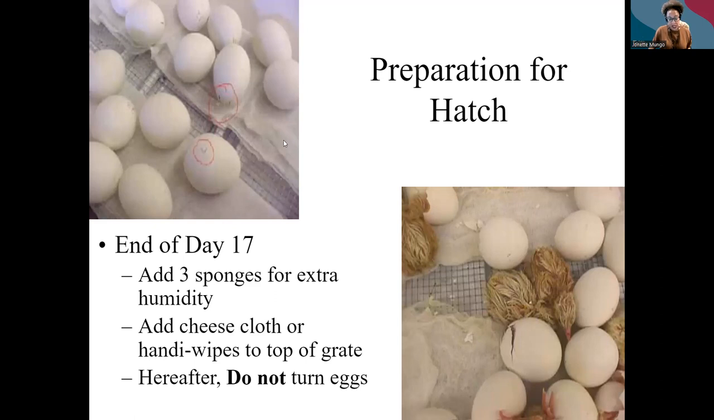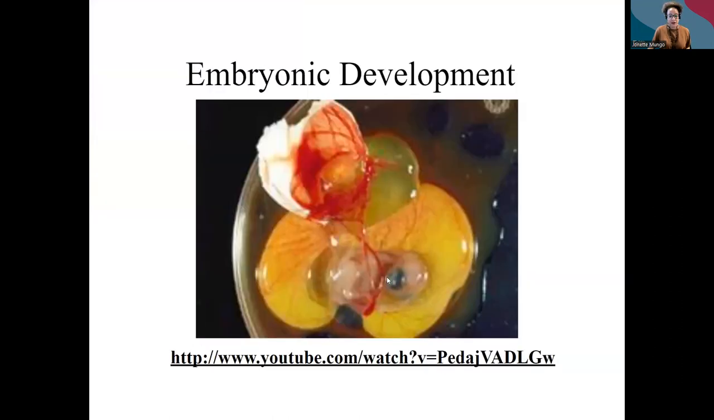You don't necessarily have to have cheesecloth up there, but if you want to catch some of those eggshell pieces in there, that's fine. But again, just make sure you watch what's happening in there. If you have to add extra sponges in there, do that. Cheesecloth, handy wipes, or whatever, do that. But do not turn those eggs, okay? Do not. Now, you see the baby chick here with the eyeball developed and his feet are all curled and legs are bent here.